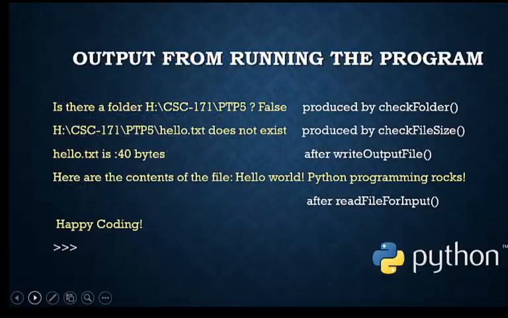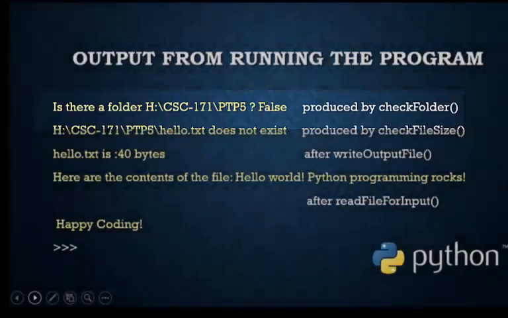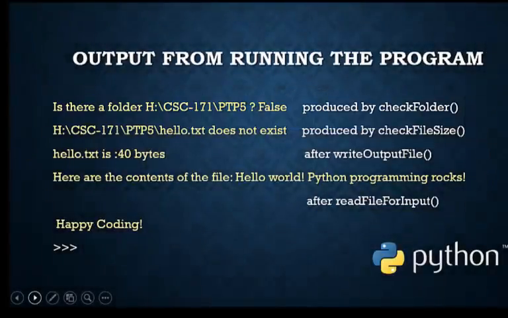Here are the results from running the program. The first function we called for main was checkFolder. There is no PTP5 folder, and so we see the return from the exists function of false. checkFolder then creates the directory for us. So the PTP5 folder is inserted inside the CSC 171 folder mounted on the H drive of this computer.